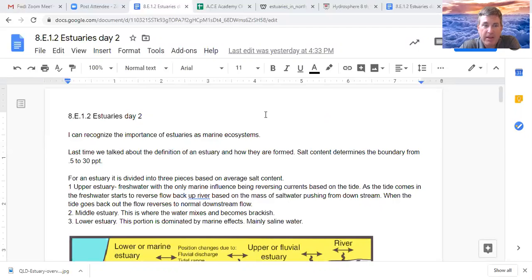Here's my notes for today. So 8.E.1.2 estuaries day 2. I can recognize the importance of estuaries as marine ecosystems. Last time we talked about the definition of estuary and how they're formed. Salt content determines the boundary from 0.5 to 30 parts per thousand. So now today we're talking about the different ways of dividing up the pieces of an estuary.